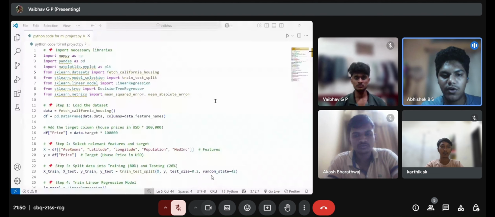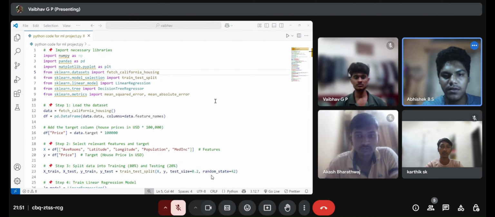Add the target column price. data.target contains house prices but in 1 lakh units. Sorry, it's not 1000, it's 1 lakh units. Multiplying by 1 lakh gives the house price in USD.